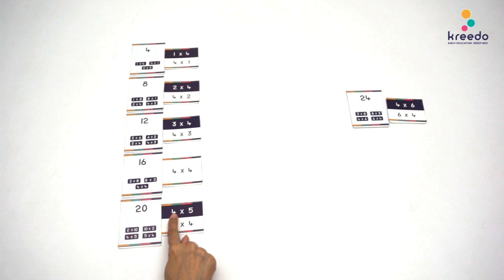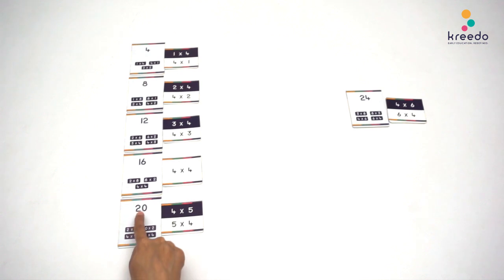Point to the table on the small card, followed by the same on the big card and say 4 into 5, 4 into 5, 5 into 4, 5 into 4 is 20. Pair the next big card and small card in front of the child.